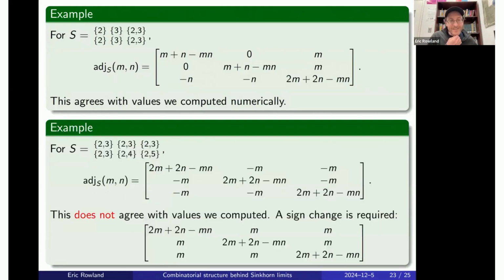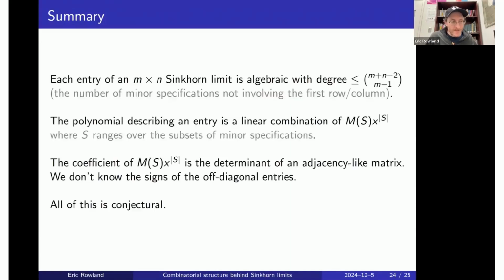Unfortunately, it doesn't always agree with values we computed numerically. So for this example, it does not. But if you change the signs of the off-diagonal entries, it does work. So this is the last remaining piece. We don't know what the signs of the off-diagonal entries should be. So there's one little piece of combinatorics that we're missing in order to completely describe the polynomial equation satisfied by a Sinkhorn limit.